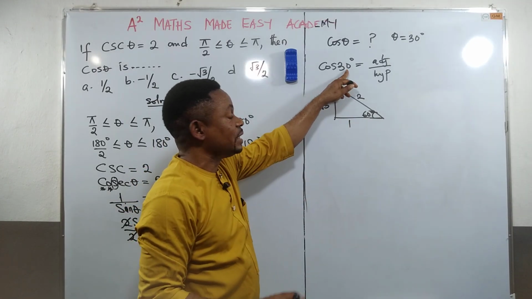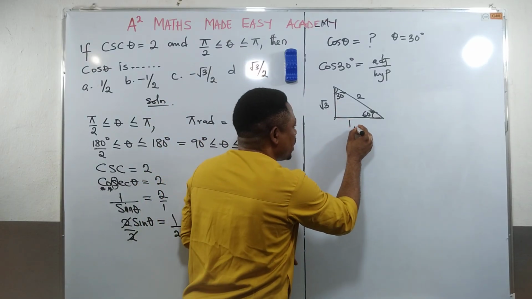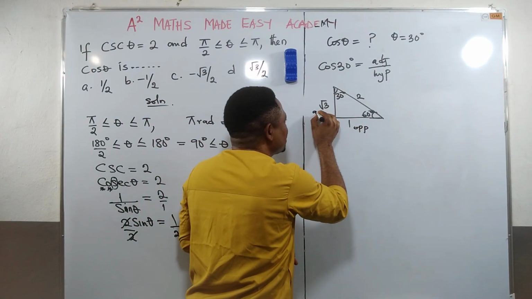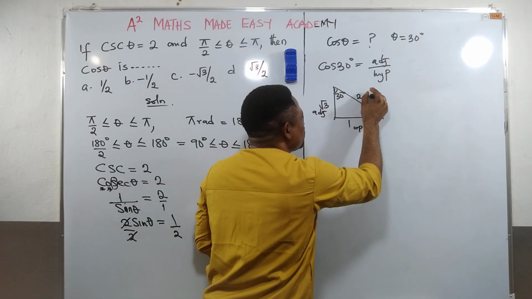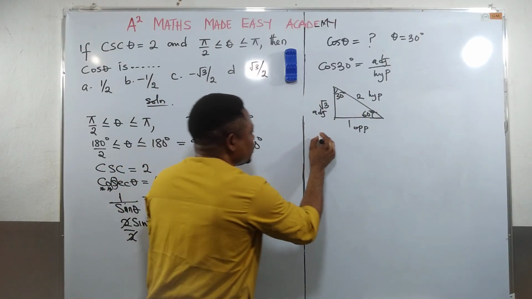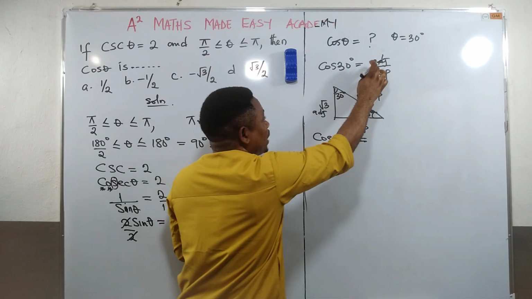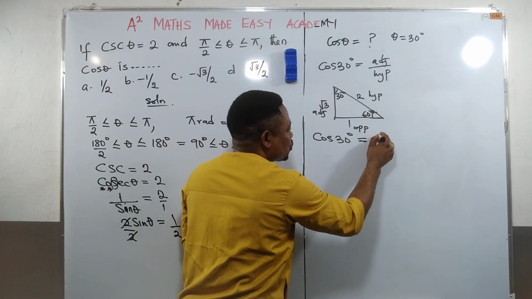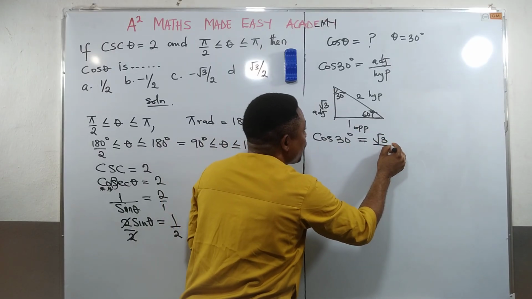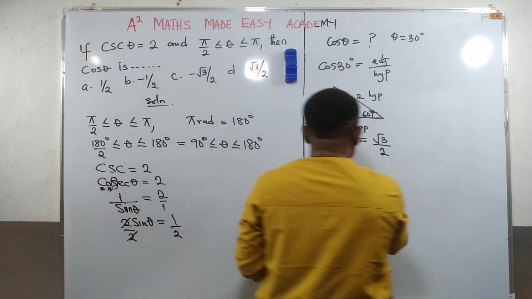How can we generate it? We are looking for 30 degrees, which means you are considering the upper angle. So this one is opposite, this one is adjacent, and the longest side is the hypotenuse. With this, we can get what we are looking for. I will now say cos 30 degrees is equal to adjacent over hypotenuse, which is square root 3 over 2. Now, this could have been the answer.